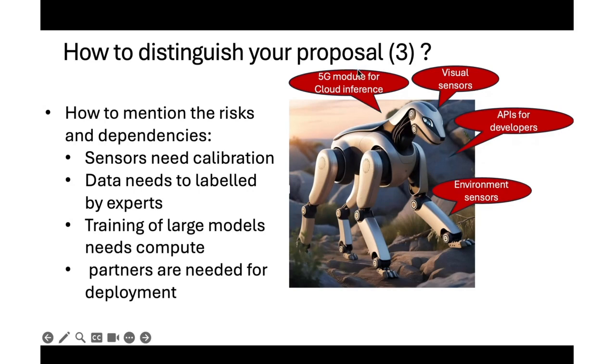For example, let's look at this kind of a robot, which is going beyond the obstacles, I mean, passing over the obstacles. And in this robot, you have visual sensors. There are environment sensors. There are 5G cloud modules for inference and APIs for developers. So these are some of the aspects which need to be considered for this particular robot.